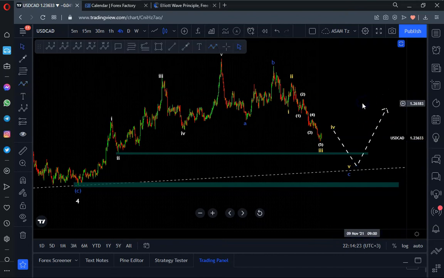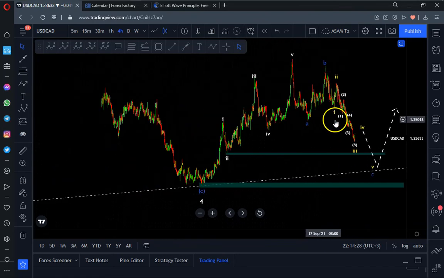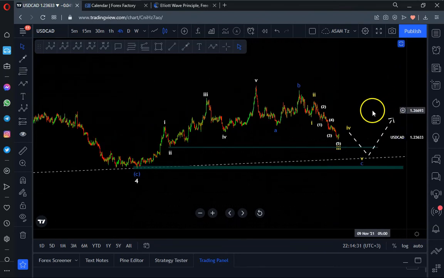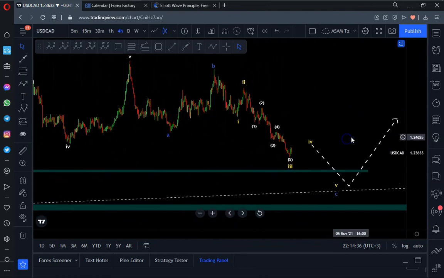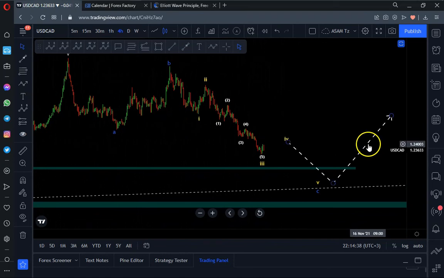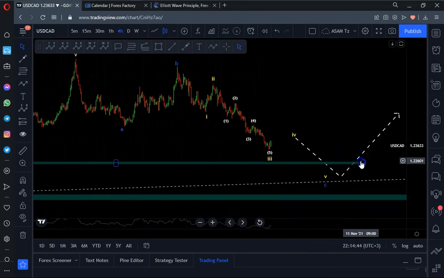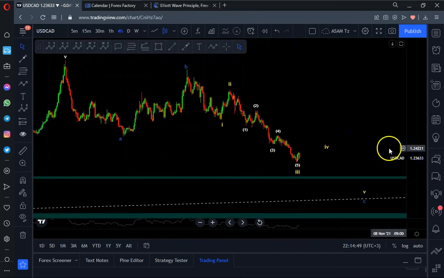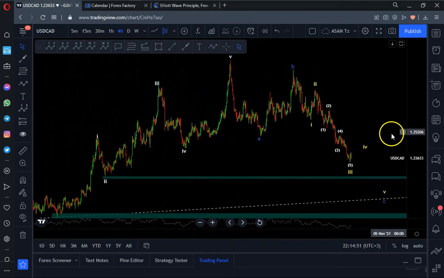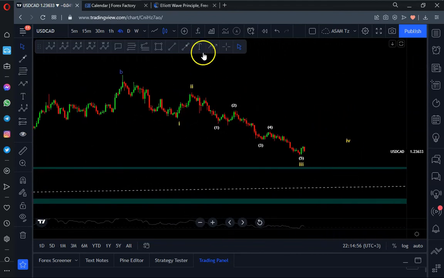So this is the observation for this fifth wave, for the distance to be traveled by the fifth wave. So the depth of the fifth wave is expected to end around those areas. But now, how far the correction is going to travel, we can use ideas of channels and other things. They may show us where the market is going to move to.